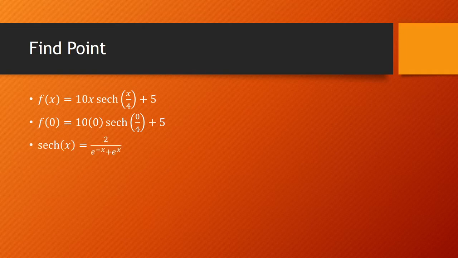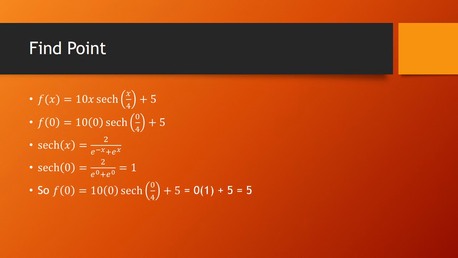So recall that the hyperbolic secant of x is 2 over e to the negative x plus e to the x. I'm going to plug in 0, so it's really 2 over e to the 0 plus e to the 0, which is 2 over 2, and that's just 1. So that part is 1, and then we want to have 10 times 0 times 1, so that's going to be 0. And then we're going to add 5 at the end. So our point is going to be 0, 5.